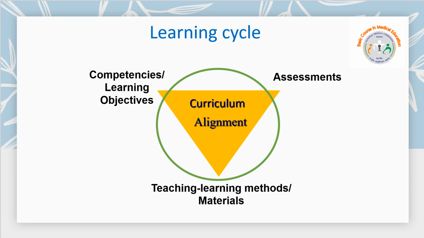Here we can say that there must be a complete alignment between the learning objectives, the teaching learning method, and the assessment. What we want to assess in the student, we will put as the learning objectives, and we will make the students learn by different teaching learning methods. So this is known as the learning cycle.